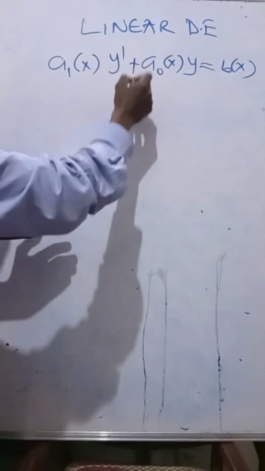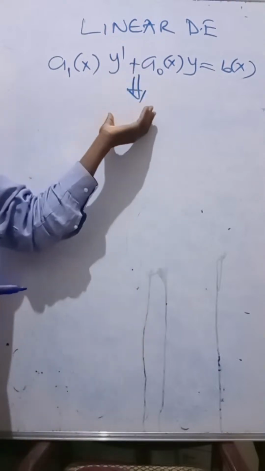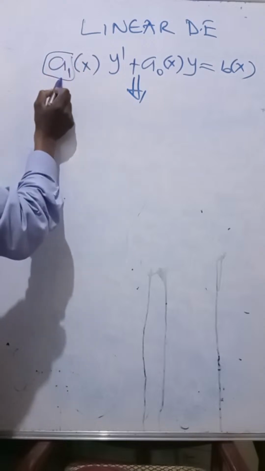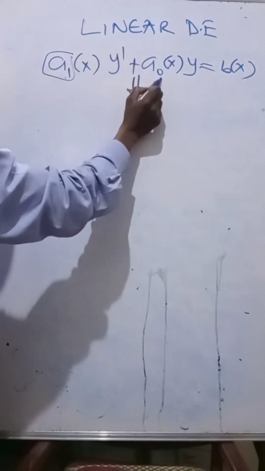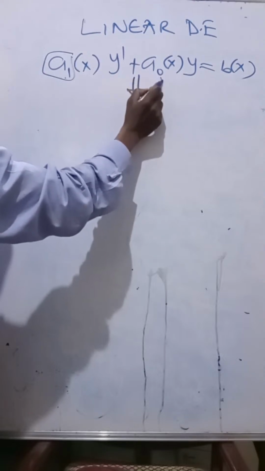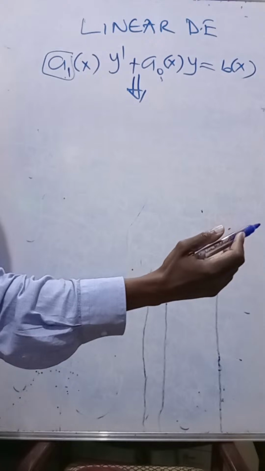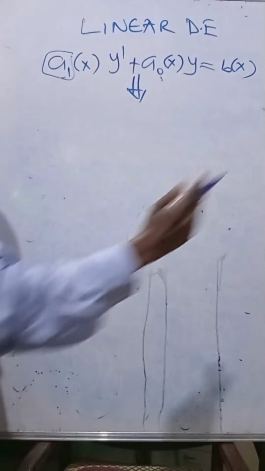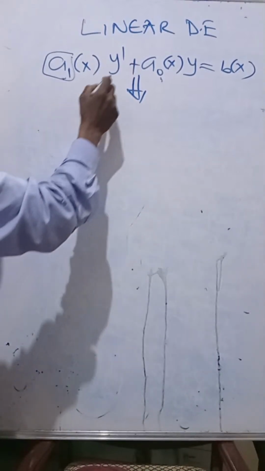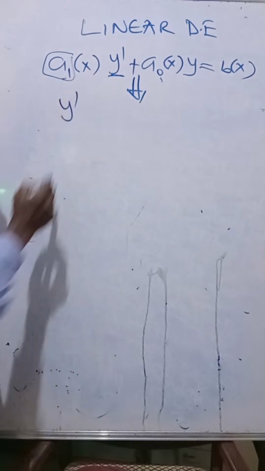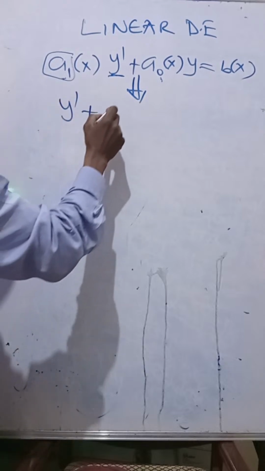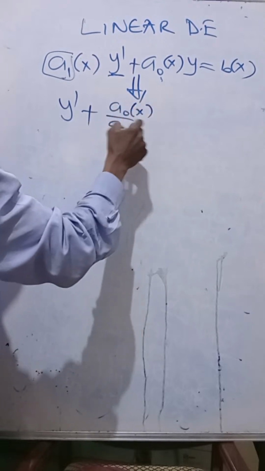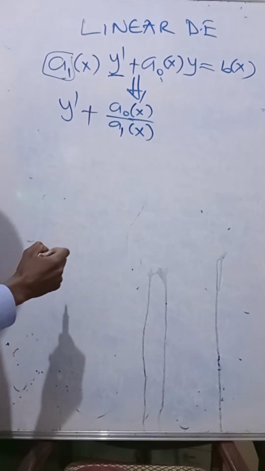But this can be transformed to another form. Remove this one from here. This a subscript 1 and a subscript 0 are constants. So use a subscript 1 to divide through the equation. That will give you what? That will now remain your first differential, and then plus a subscript 0 over a subscript 1 as a function of x. And what again?